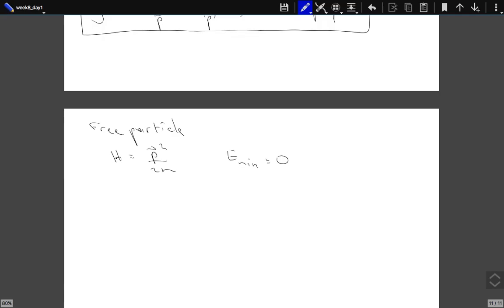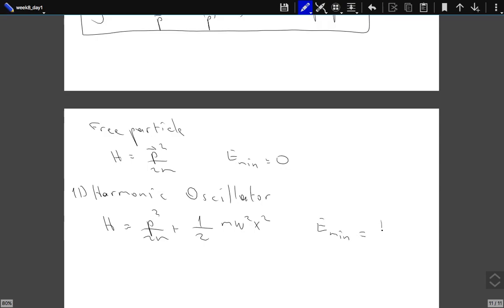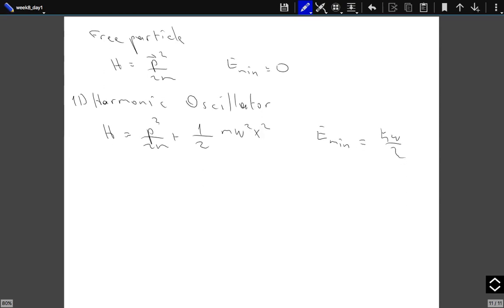For the harmonic oscillator, that's the problem we will start studying now. The Hamiltonian is p squared over 2m plus 1 over 2 m omega squared x squared, or let's say one-dimensional harmonic oscillator. The minimum energy is h bar omega over 2.